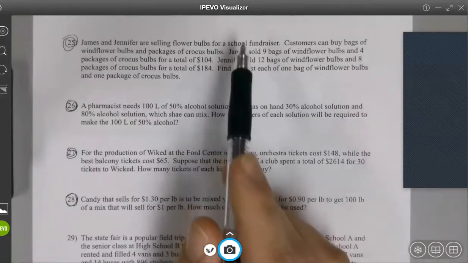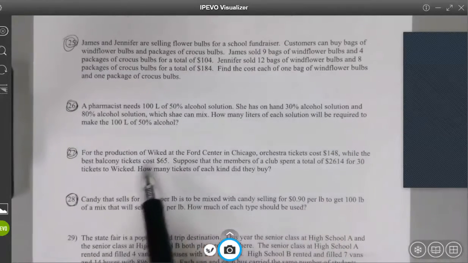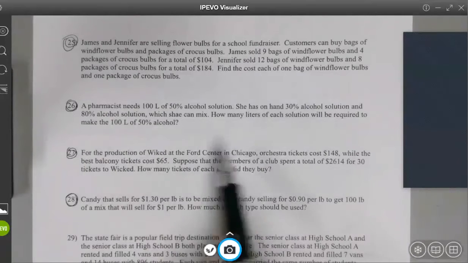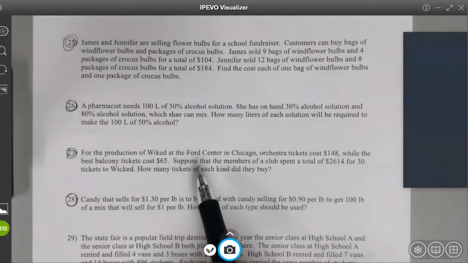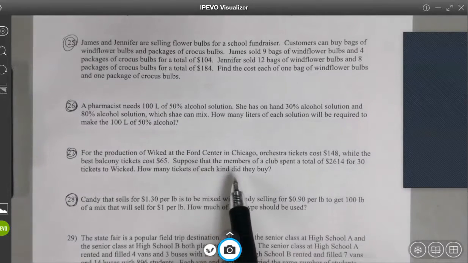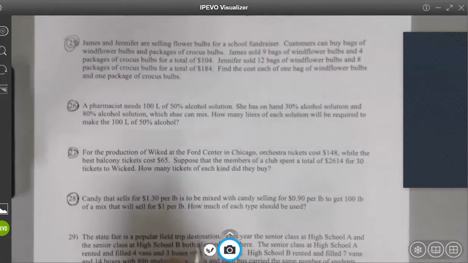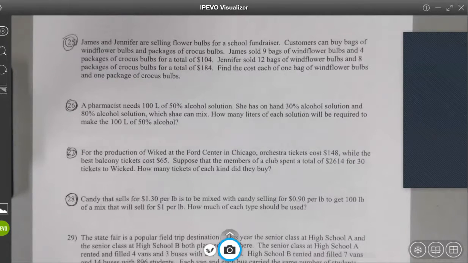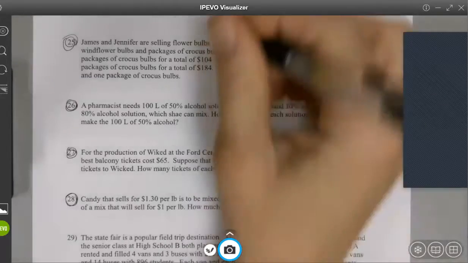So 25 is kind of one setup of a standard word problem. I'd say 27 is kind of the other setup. And these are the two most typical setups for these system word problems. So in 25, I call these full sentence problems. One full sentence is going to give me an equation, and then another full sentence is going to give me the other equation. So we're selling flowers.